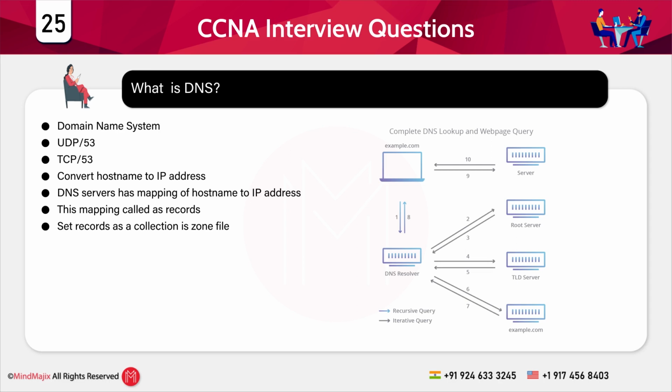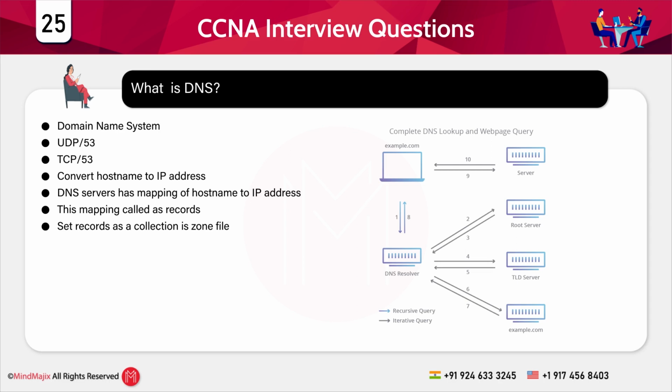And what is the basic purpose of DNS? It converts host name to IP address. So DNS servers have a mapping of host name to IP address. This mapping is called a record, and a collection of records is called a zone file.